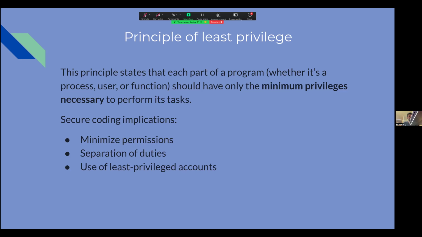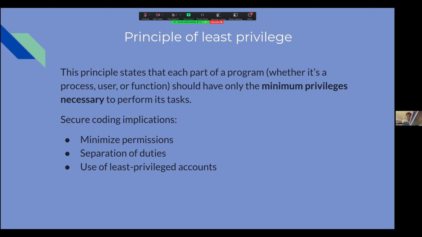So we are trying to minimize the permission here, of course, and this also has another implication on separation of duties, right? Different components of the system have to be isolated and have very strict boundaries between them, right? That's another implication that we can draw from this principle. And use of the least privileged accounts. We see this a lot, right?